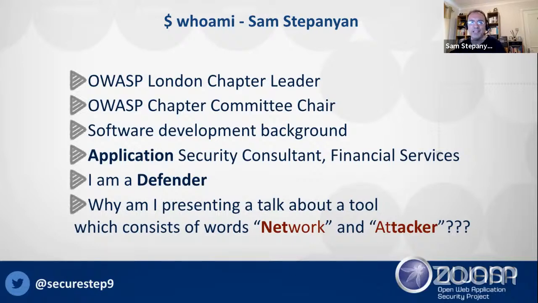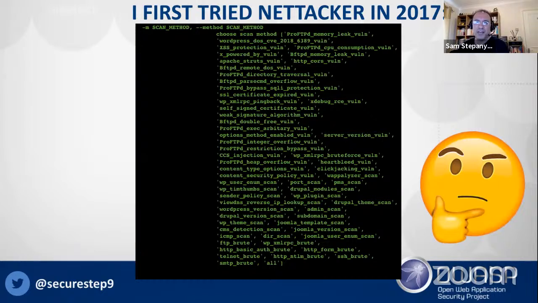So why am I presenting a talk about a tool whose name consists of the words network and attacker? My story with Nettacker started in 2017, because I discovered that there is a project called OWASP Nettacker on the list of OWASP projects. I decided to try it. I ran it. It displayed lots of different options on the command line. I didn't understand what it was. I didn't have any time to investigate what that project does. So I just decided not to look at it any longer.